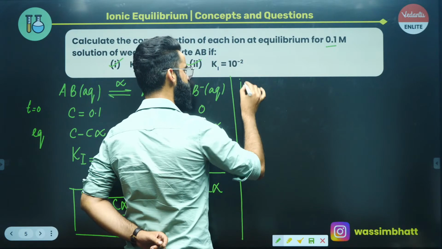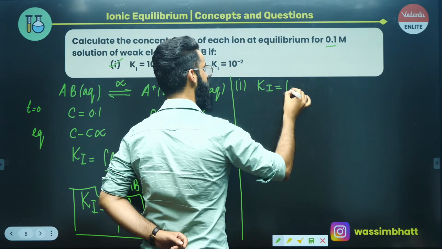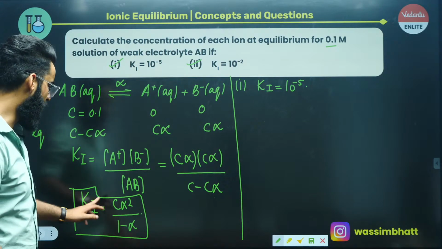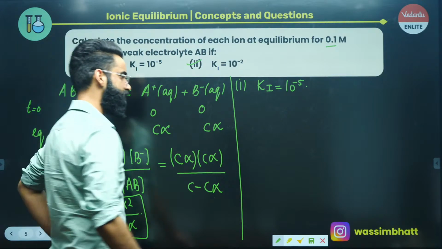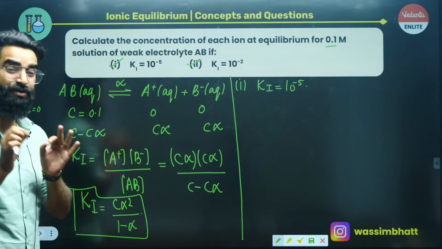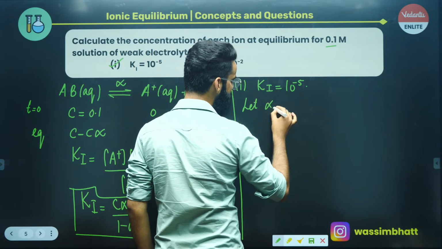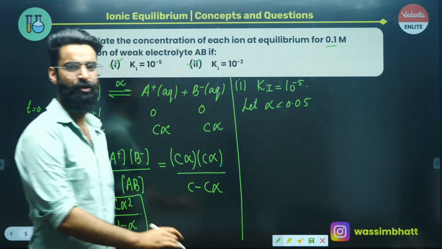I need to solve the first part of the question. As per the first part of the question, ionization constant is equal to 10 raised to the power minus 5, right? Now see how I am going to solve this. I already got the Ki expression, which is C alpha square divided by 1 minus alpha. After writing the expression for Ki, we are going to assume certain things. We'll assume that alpha is less than 0.05. I'm assuming the alpha value to be less than 0.05.